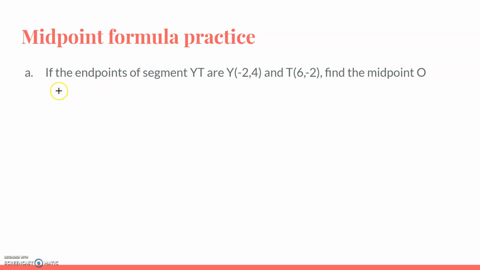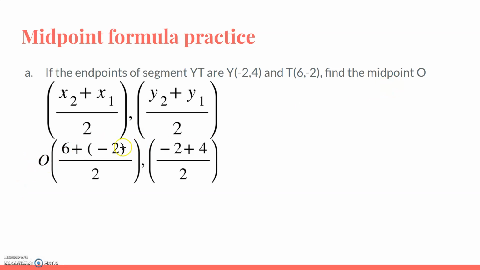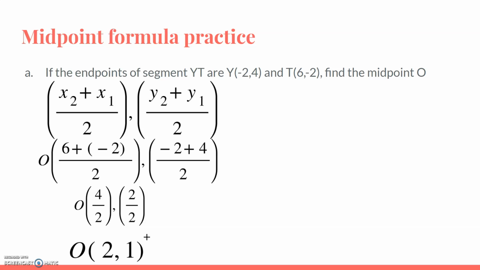Alright, now that you're back, we're given endpoints Y(-2, 4) and T(6, -2). We know the midpoint formula, so let's write that down: (x2 plus x1) divided by 2, (y2 plus y1) divided by 2. This O here represents the midpoint, and x2 is going to be 6, x1 is -2, y2 is -2, and y1 is 4. So let's add these values together to get O. Midpoint O is 4 divided by 2, 2 divided by 2. So therefore our midpoint O is (2, 1) on the coordinate plane.